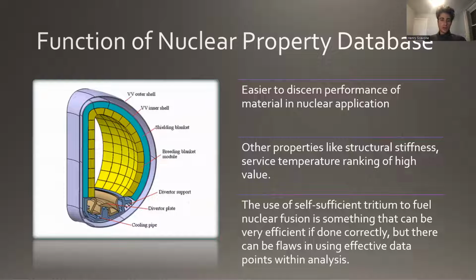How would a nuclear property database help us here? It would be a lot easier to discern performance of materials in a nuclear application. Other properties such as structural stiffness, surface temperature, they rank pretty highly of value. So comparing these materials would be very nice. And going back to creating a self-sufficient tritium system, it needs to be done in a very efficient way. So using the data in the previous graph, which is more effective, more based on simulation, may not be as accurate as if we had a proper nuclear property database.